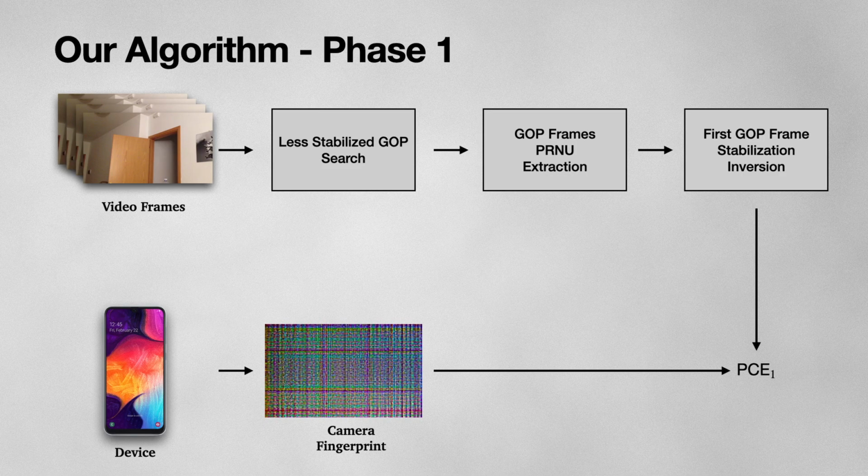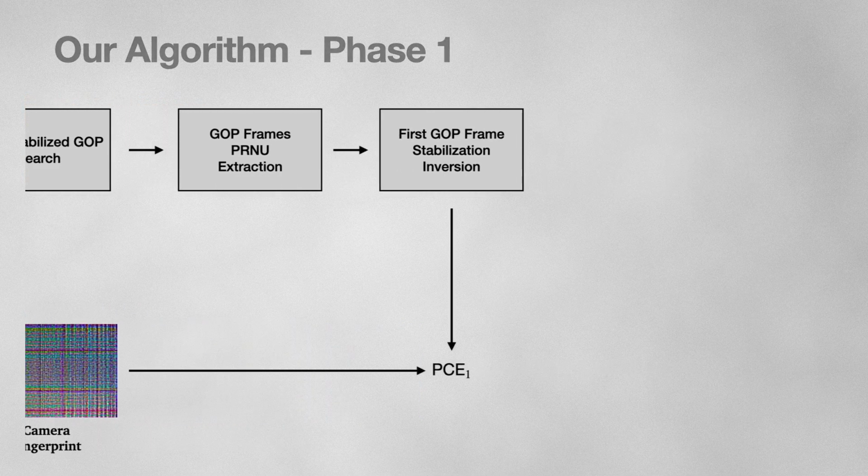Thus, a first PCE, or peak of correlation energy value, the optimization function used to estimate if a video was or not taken with a certain device, is estimated from the first I-frames. And this one will be used with all the others at the end of the execution of the algorithm to estimate if the video was or not taken with that specific device.